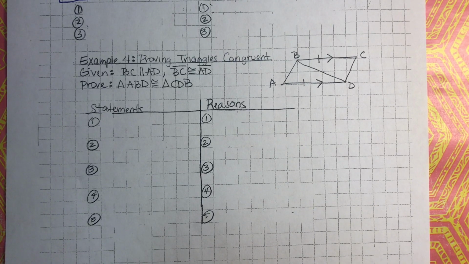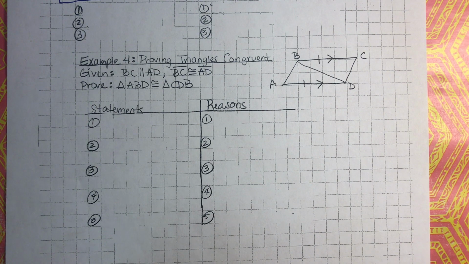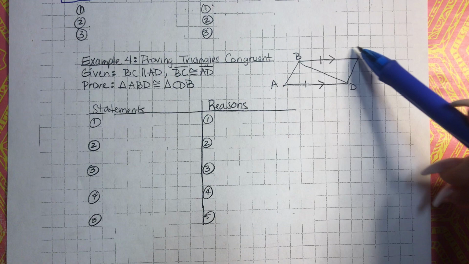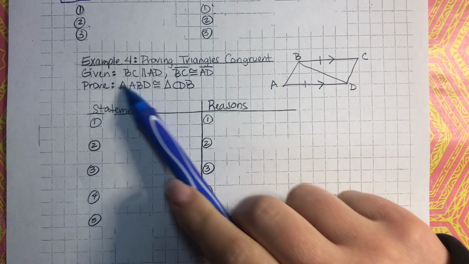All right, welcome back for example 4. Let's go ahead and look at it. What it says is that we're going to be proving triangles are congruent. So we're given this figure. We have some given information.